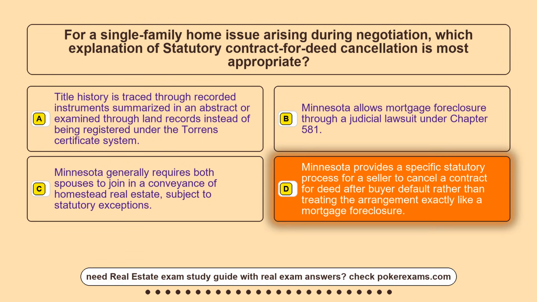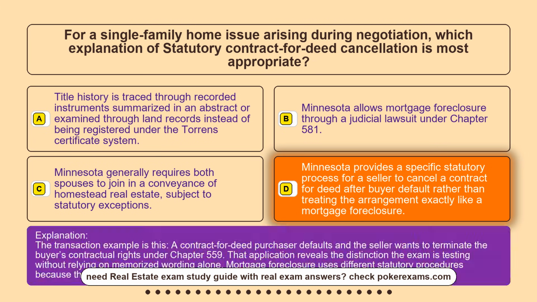Minnesota provides a specific statutory process for a seller to cancel a contract for deed after buyer default rather than treating the arrangement exactly like a mortgage foreclosure. The transaction example is this: a contract-for-deed purchaser defaults and the seller wants to terminate the buyer's contractual rights under Chapter 559. That application reveals the distinction the exam is testing without relying on memorized wording alone. Mortgage foreclosure uses different statutory procedures because the security and title structure differs.